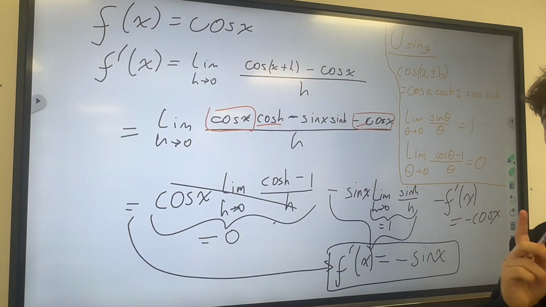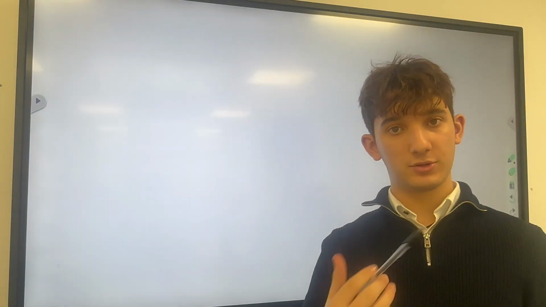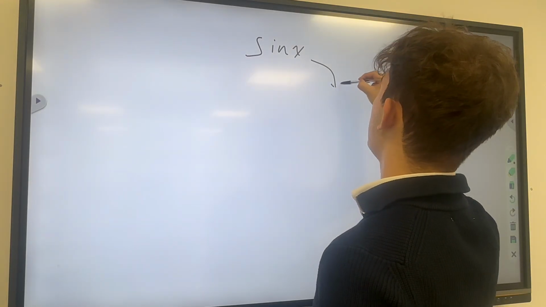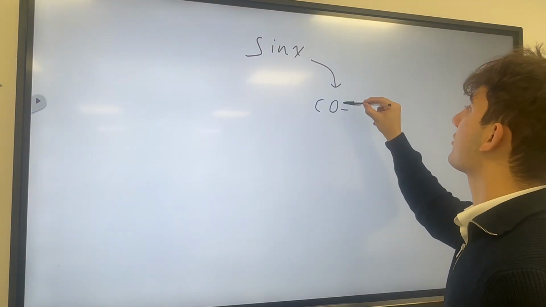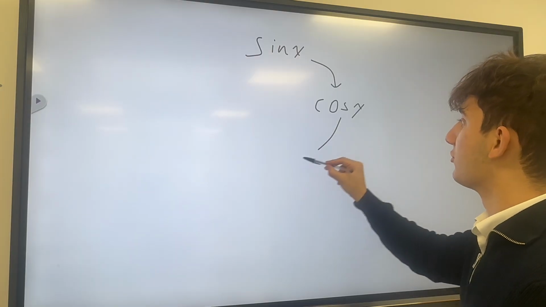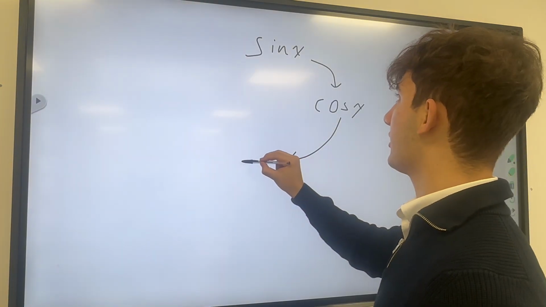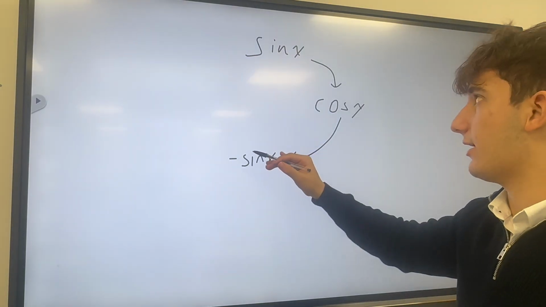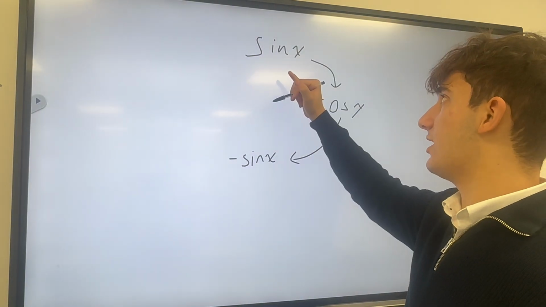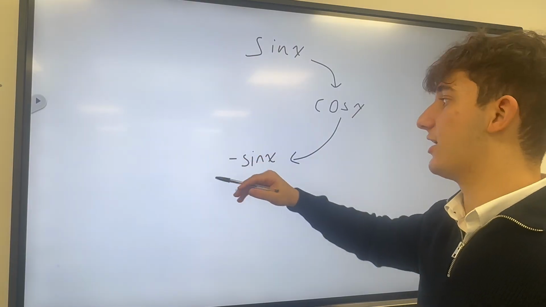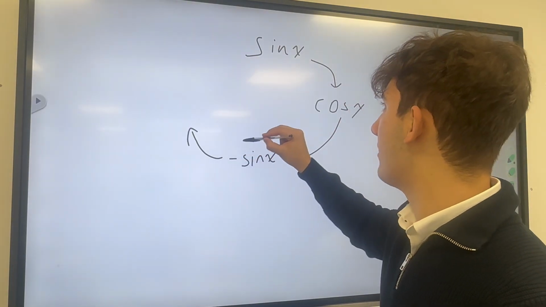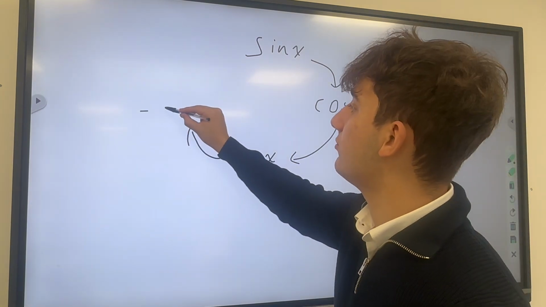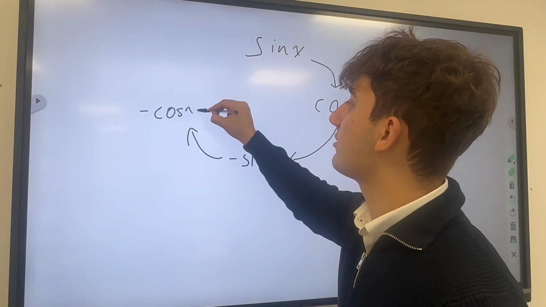And this produces a really cool pattern. Let me show you that. So the really cool pattern here is that if I take sine of x and I differentiate it, I'm going to get cosine x. We just saw that. And we just saw as well that if I differentiate cosine of x, I get negative sine of x. Now, negative sine of x is just sine of x, but with a minus 1 attached to it. So if I differentiate that, I'm just going to get cosine x, but then add in the minus 1 and you get negative cosine x.